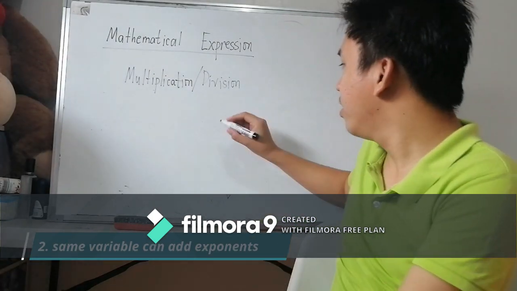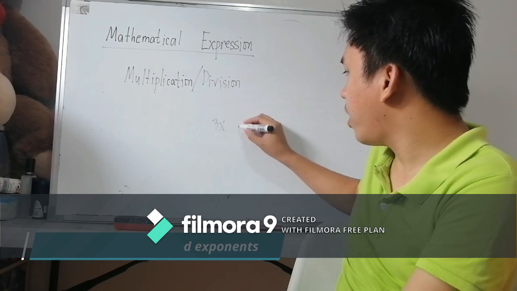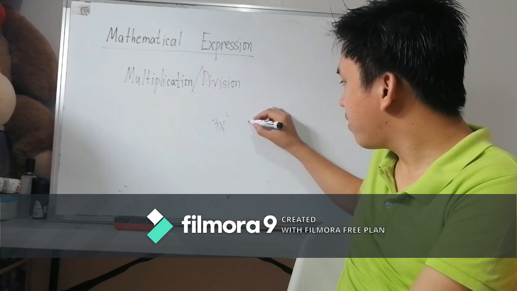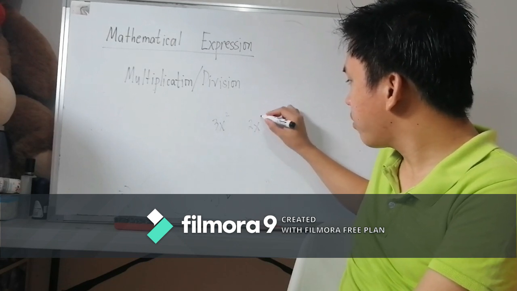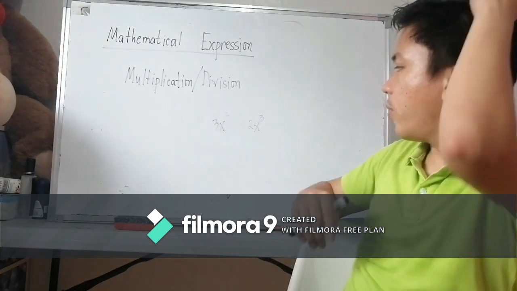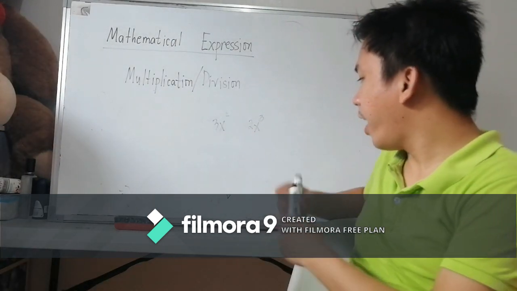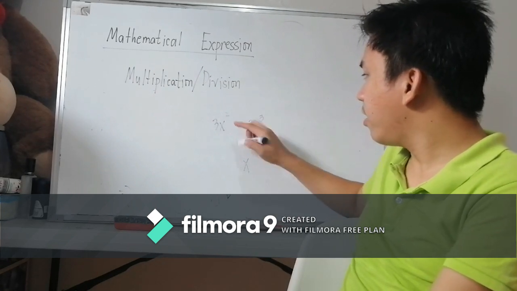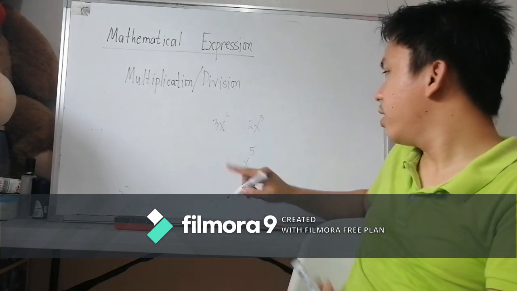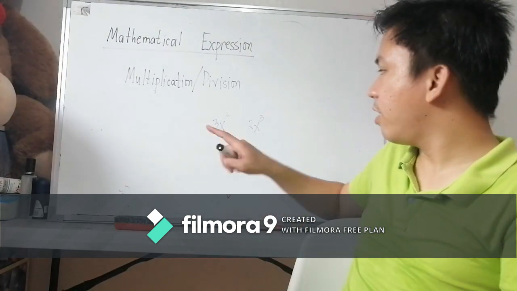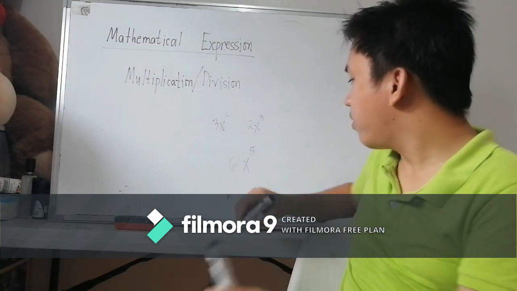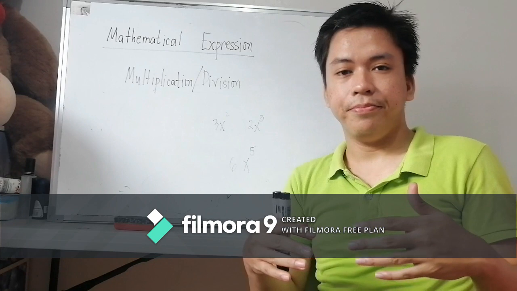So example, 3x squared times, let's say, 2x cubed. So they have the same variable regardless of the exponent. So you copy the variable x and you add the exponent. So 2, 3, so you get 5. So the next rule is you only have to multiply the coefficients and you'll get 6. So that's 6x to the 5.